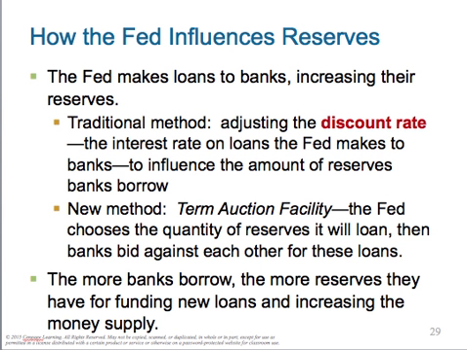Now, there's a new method called the term auction facility. The Fed chooses the quantity of reserves it will loan, and then banks bid against each other for these loans. Thus, it makes a bit of a free market trade on reserves. Okay. The big thing you need to know here is in red. The discount rate is the interest rate on loans that the Fed makes to banks. The more banks borrow, the more reserves they have for funding new loans and increasing the money supply.